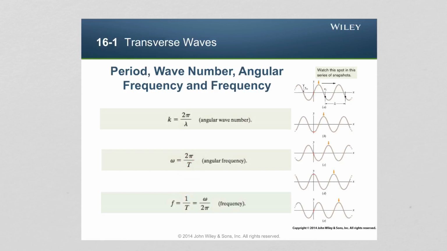And we also know the frequency of the wave f is related to the period as 1 divided by the period, or to the angular frequency as omega divided by 2 pi. So the new term here associated with waves is the angular wave number. And so one more time, this is the number of wavelengths per unit length.